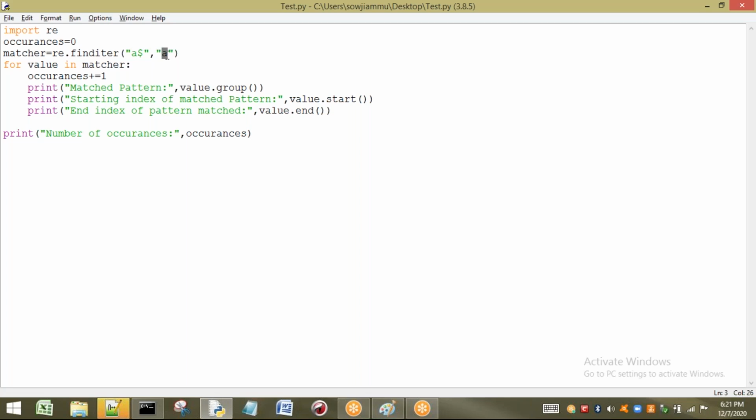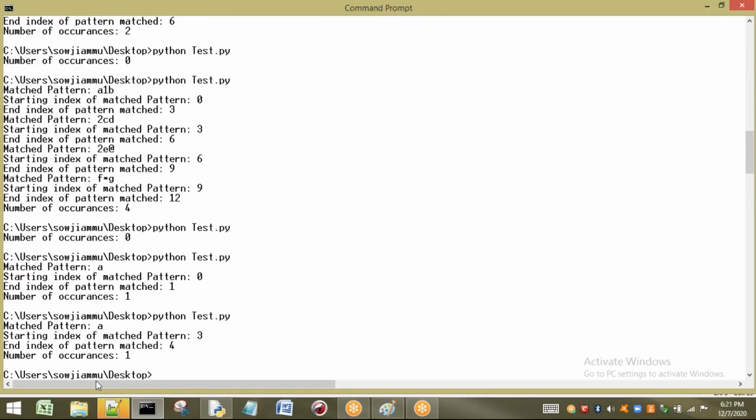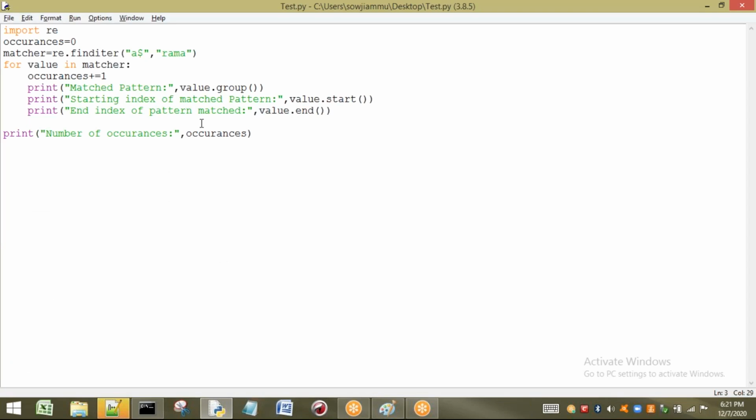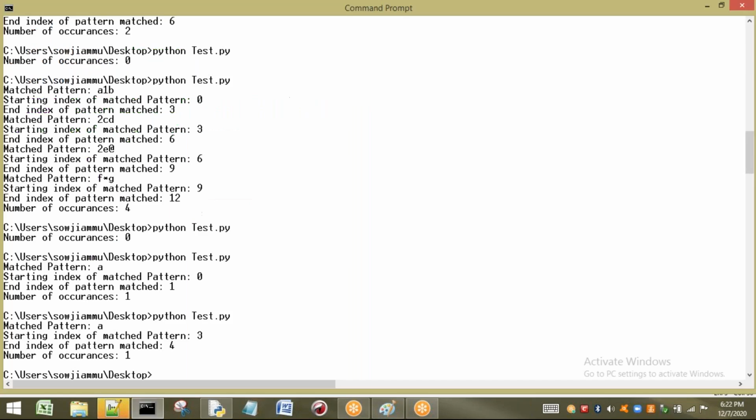Now next one, I want to take RAMA in the string. Now observe, does the string end with A or not? Yes. So let us execute. It is going to tell you one match, that is nothing but A. I am just checking whether the string is ending with A or not. Yes, it is ending. So what is the address of this one? Index 0, 1, 2, 3. So starting is 3. Ending will be what? After this, where is the cursor? In the next index, that is nothing but 4. So always the end method returns you +1. So 4. Number of occurrences is 1.